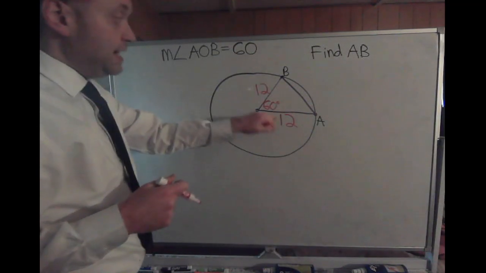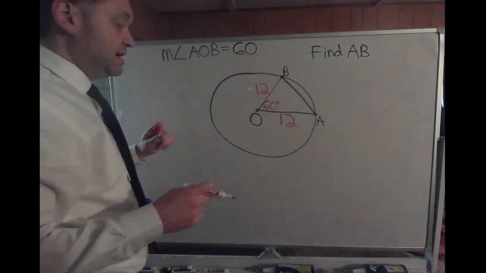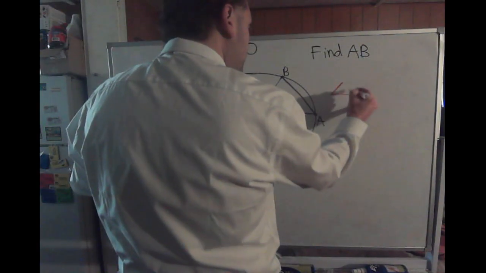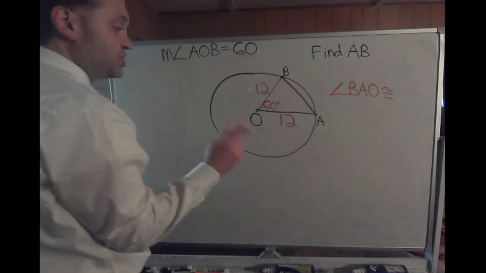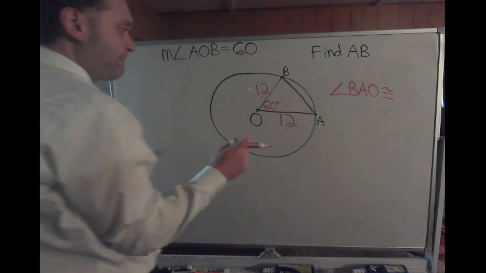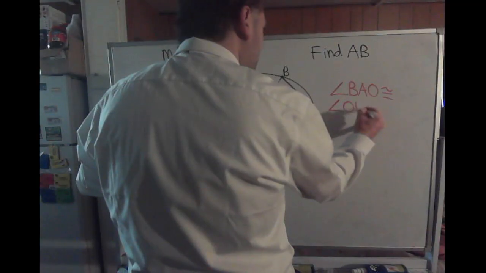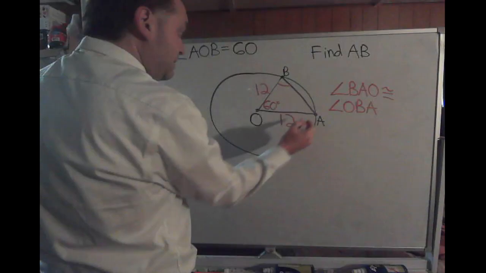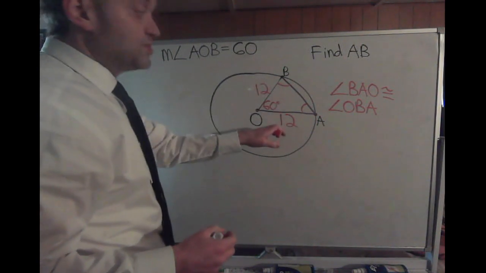Now, OA and OB, those sides equal 12. So what does that mean? That's going to mean that angle BAO is actually congruent to angle OBA. So these two angles actually end up being congruent because the sides across from those angles are congruent.